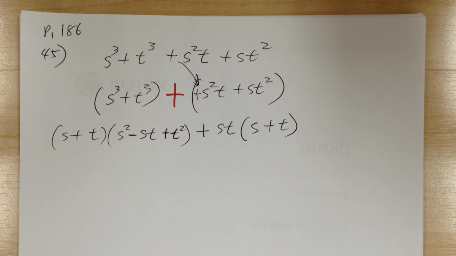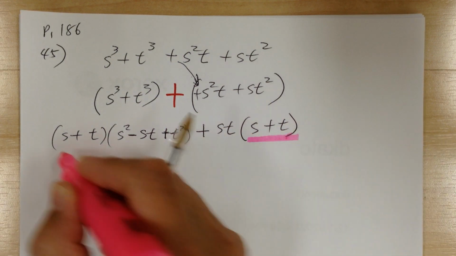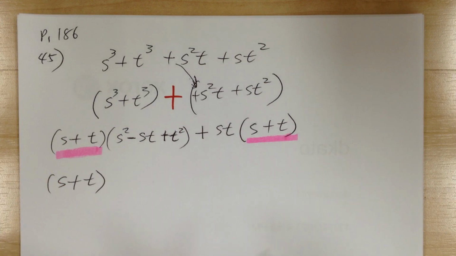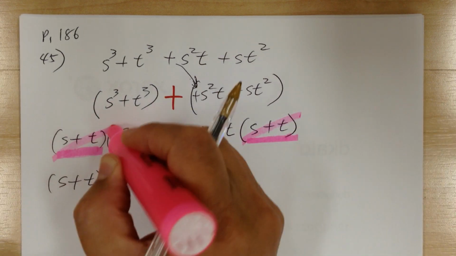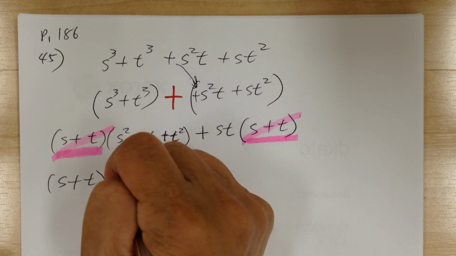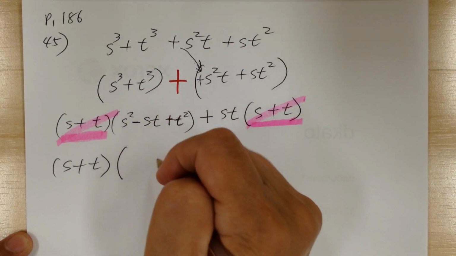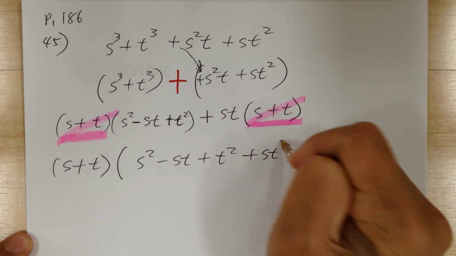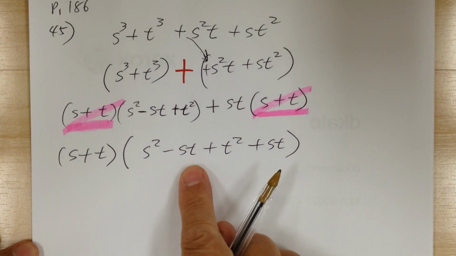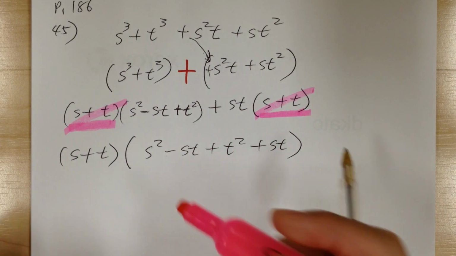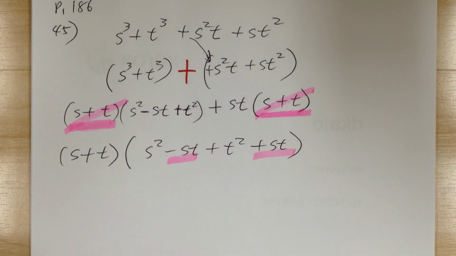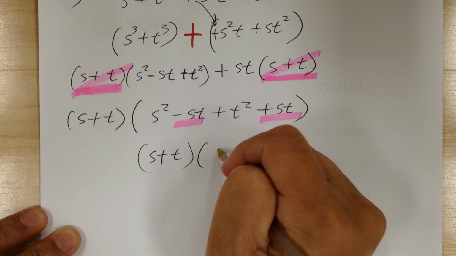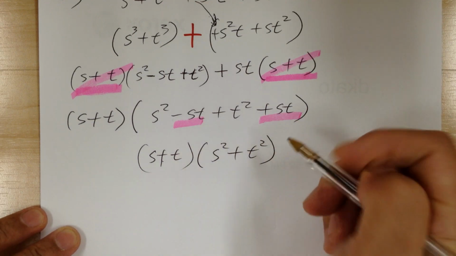Now if you bring them back, if you notice, there's s plus t, s plus t. So you can factor out the s plus t. Once you factor out the s plus t, this is gone, and whatever is left over is the leftover. So you're going to get s squared minus st plus t squared plus st. In this case, you have the minus st here and plus st, they will cancel out. So this becomes s plus t times s squared plus t squared.